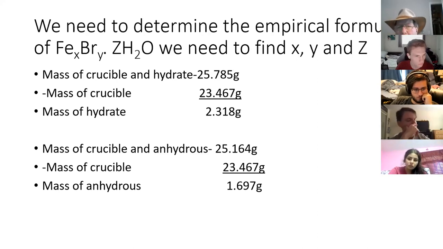Can you tell me one of the two ways I can find the weight of water with this information I've got on the screen? The mass of water lost. Tell me how I do it, or tell me the numbers I subtract. Subtract 25.785 minus 25.164 grams. Perfect. You're going to subtract the weight of the crucible and hydrate and the crucible and the anhydrous. Perfect. That will get you the weight of the water.